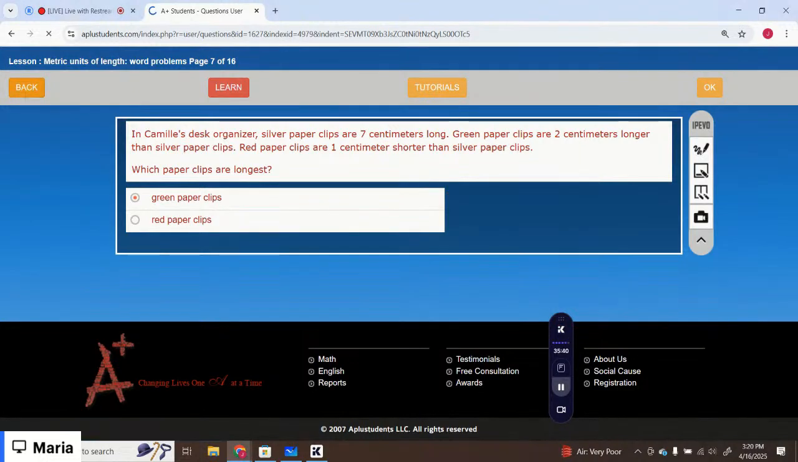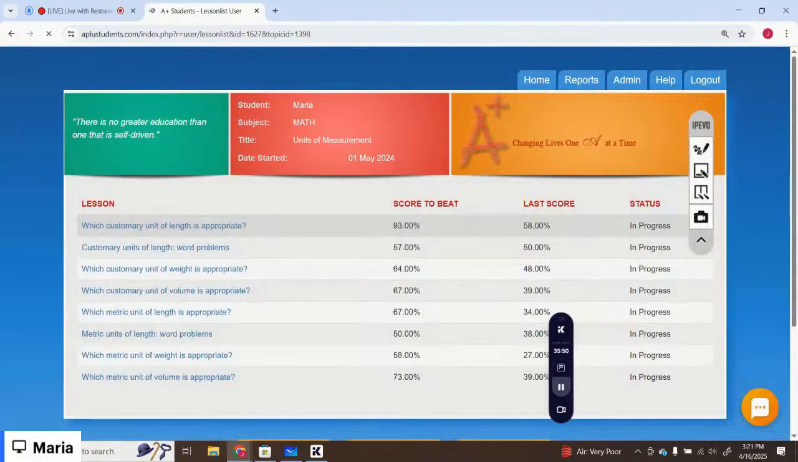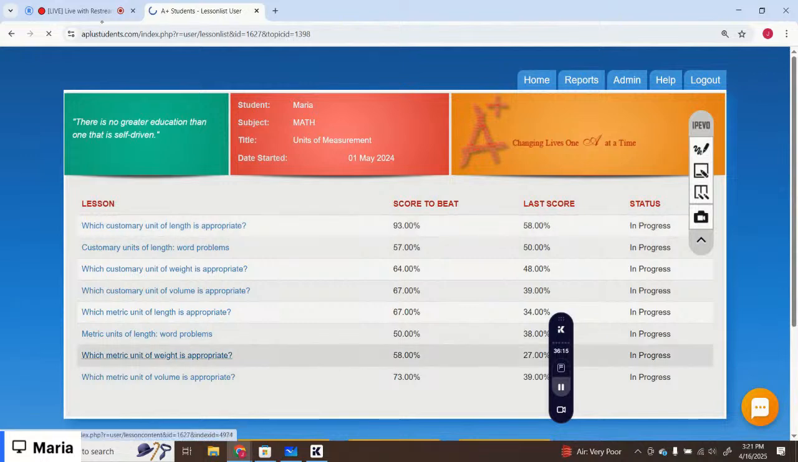Okay, you can complete the lesson by yourself today. Let me just move on to the next lesson. That is which metric unit of weight is appropriate.